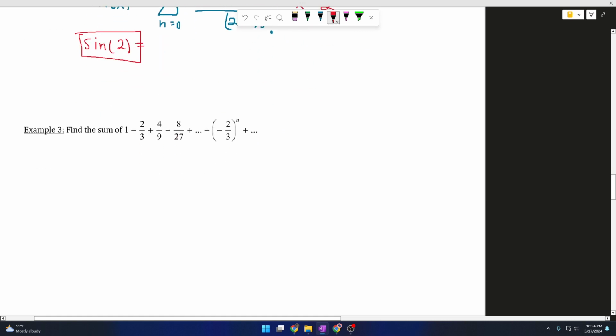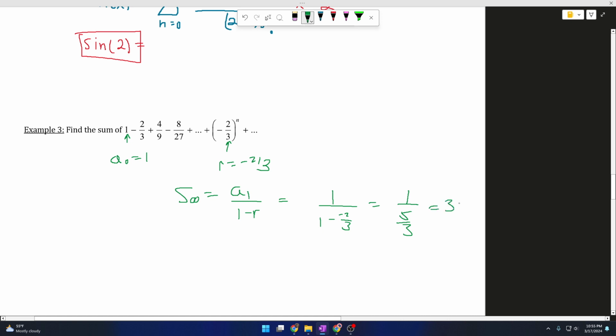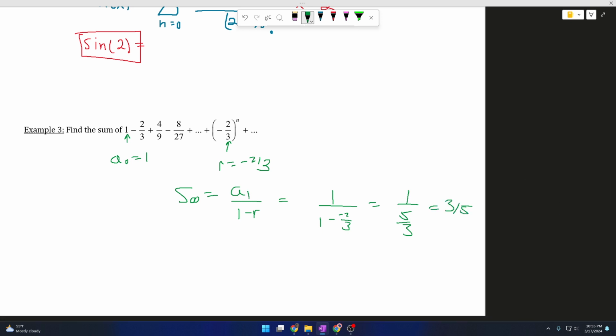Same idea down here, except this one I think is very straightforward. We have this here, which is looking like r to the n. This means r is negative 2/3. To find the first term in a sequence, you can just look at it. A is equal to 1. Therefore, the infinite sum is equal to a over 1 minus r, which in this case would be 1 over 1 minus negative 2/3, which is 1 over 5/3, or 3/5 as it's commonly known as.